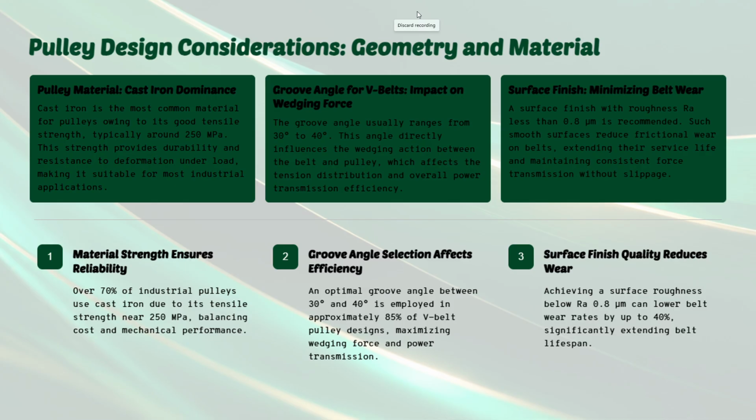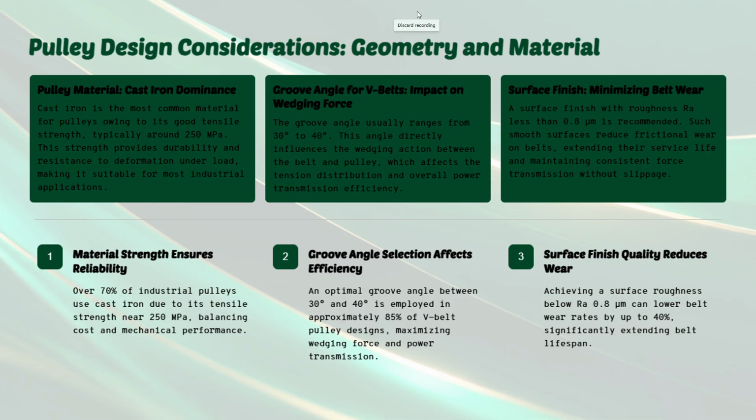Cast iron completely dominates the industrial market, making up over 70% of all manufacturing pulleys due to its outstanding tensile strength of approximately 250 megapascals. This robust metal provides the extreme durability and structural resistance to deformation required to sustain crushing mechanical loads over years of constant use.